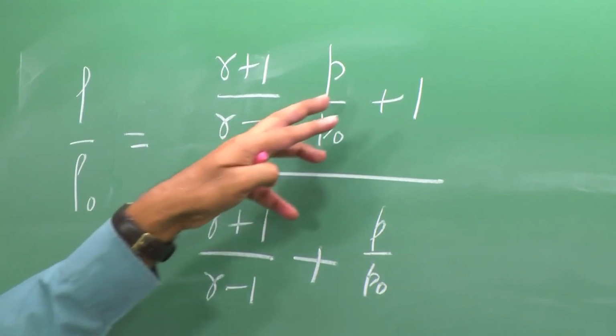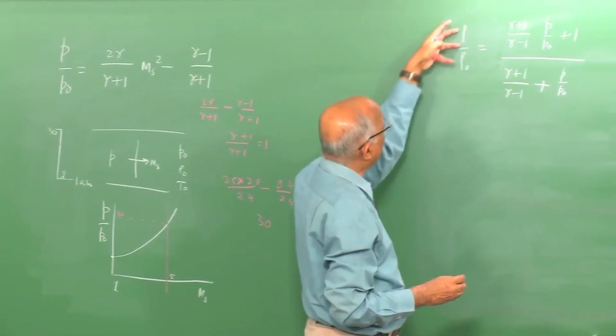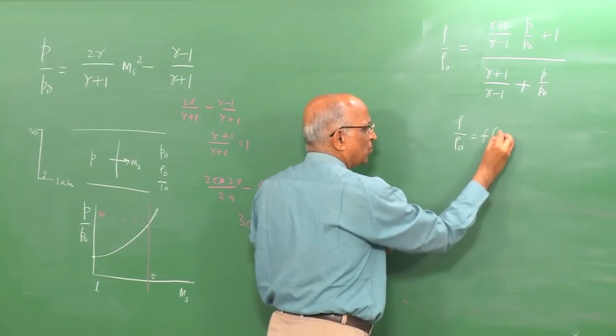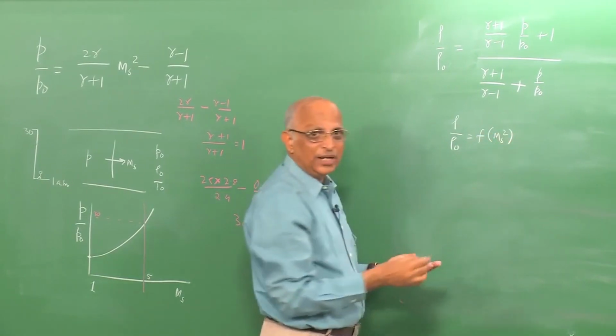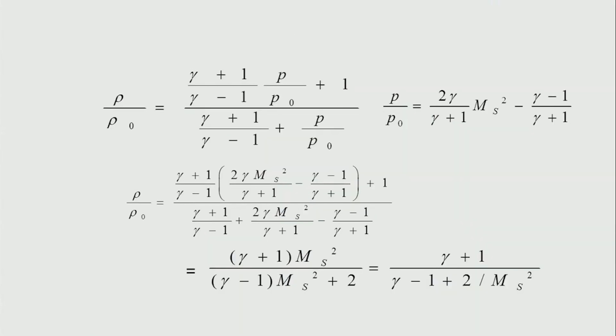Now, I already have the expression for P by P0 over here. I substitute it over here, therefore, I get rho by rho 0 as a function of Ms square. Let us do that in the next slide. Let us go to the next one. That means I have from the Rankine-Hugoniot equation, which I just wrote on the board, rho by rho 0 is equal to gamma plus 1 divided by gamma minus 1 into P by P0 plus 1, divided by gamma plus 1 divided by gamma minus 1 plus P by P0.